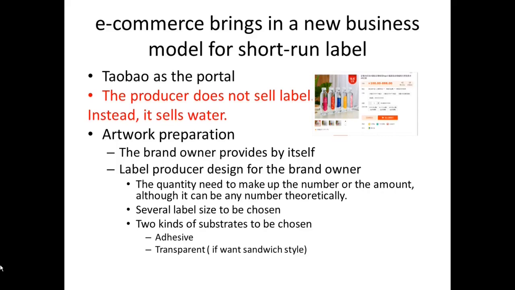The second thing is that for easy combination or gain imposition, we define several types of label size. So the second is several label sizes to be chosen. Not many, not any size, several label sizes. The third thing is we focus on two substrates. One is adhesive, the other is transparent. Transparent is mostly sandwich printing style.